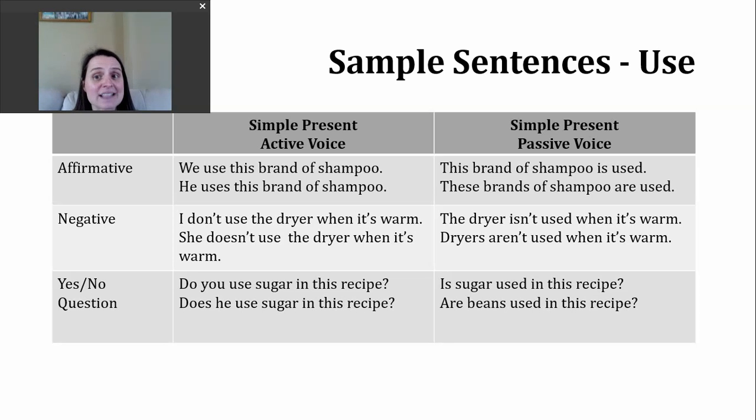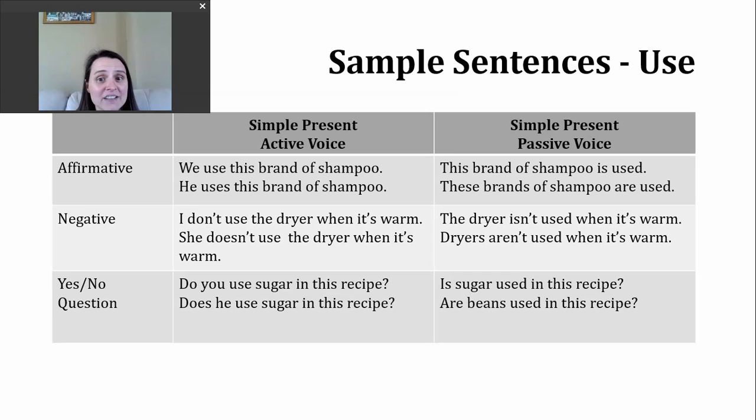Now let's look at passive voice. And to make this, we're going to move our objects from the previous sentences, the things that receive the action, to the beginning of the sentence. Then we're going to use a present form of be and then the past tense form. When we use the past tense form here, our pronunciation is going to be "used." Okay? Let's look at the affirmative. This brand of shampoo is used. Or, if we have more than one, these brands of shampoo are used.